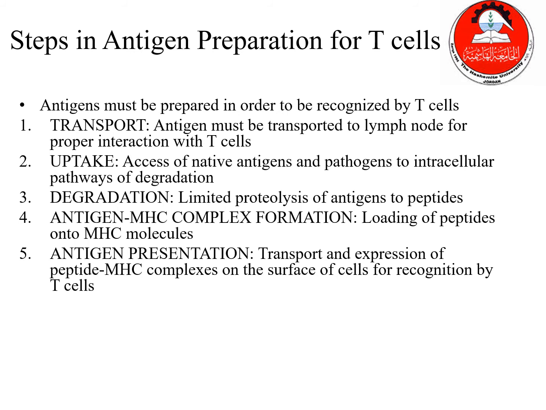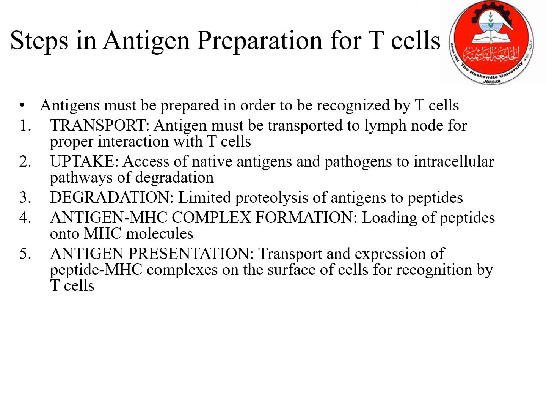Second, uptake: access of native antigen and pathogens to intracellular pathways of degradation. As we said, if we have an exogenous antigen, how does it get inside the cell and get displayed on the major histocompatibility complex? Phagocytosis. It is going to be taken up by phagocytosis into an endocytic vesicle. Then in the endocytic vesicle, it is going to be lysed into smaller antigens and degraded.